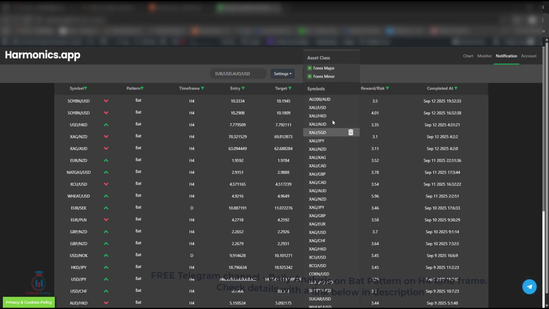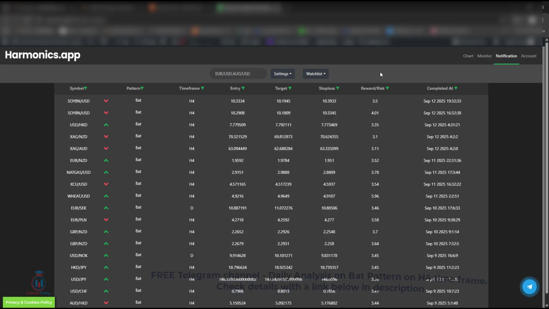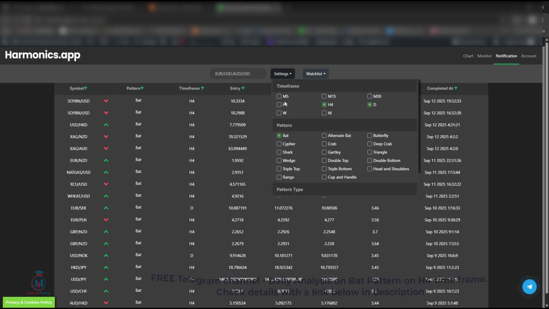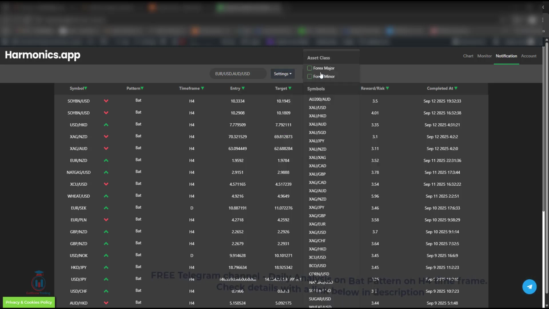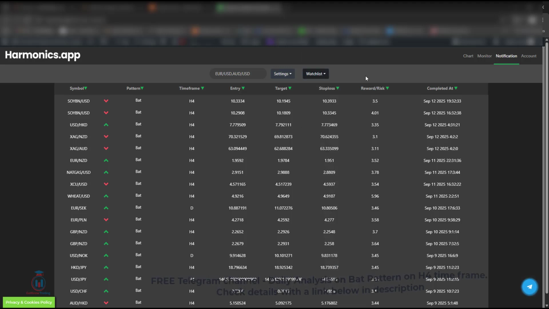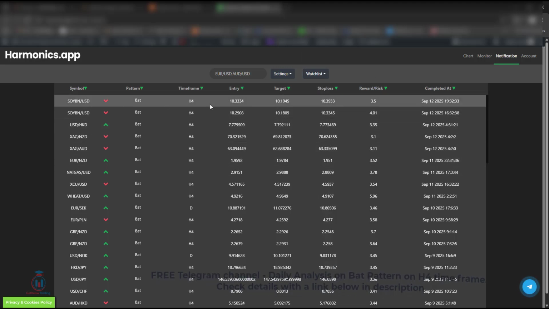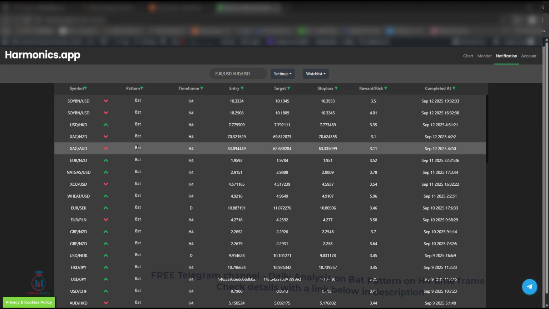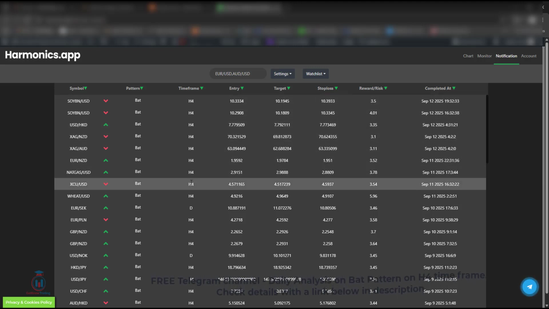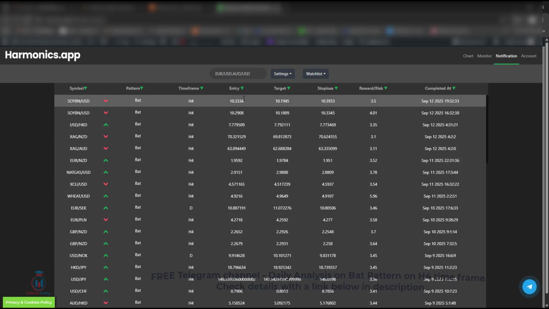When you type it, if it finds it, it will be added to this list, like I have populated here. So whenever the scanner detects the pattern that you have selected, on the time frame that you have selected, for the symbol that you have selected, it will populate this table with these details. It is the symbol, the direction of the pattern, red is bearish, green is bullish. Here is the type of the pattern, this is the time frame on which it is detected, this is the entry, the target, the stop loss, the reward, the risk, and when it is detected.